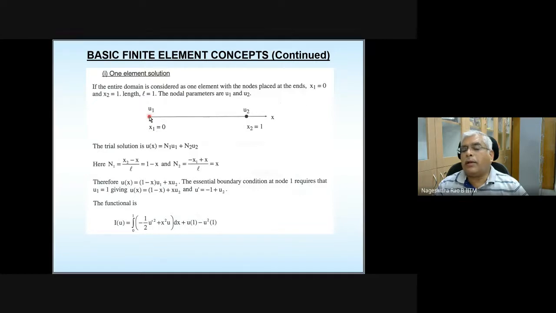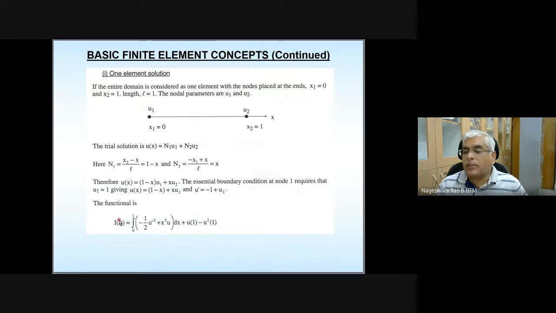The first element is going to be from 0 to some midpoint. You decide. Let's say the midpoint between 0 and 1, which is 0.5. So the first element is going to be from 0 to half. The second element is going to be from half to 1. For each element, you need to write the trial solution. You need to determine N1, N2 for each of the elements.